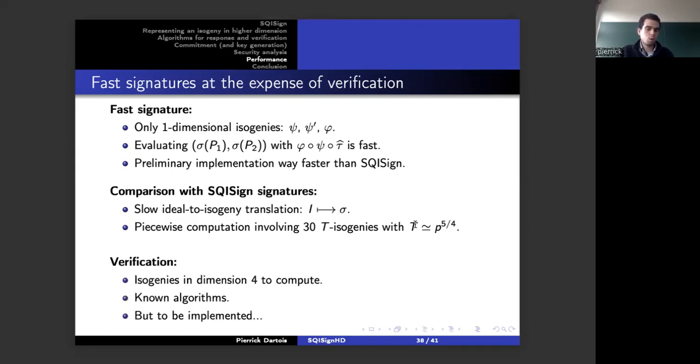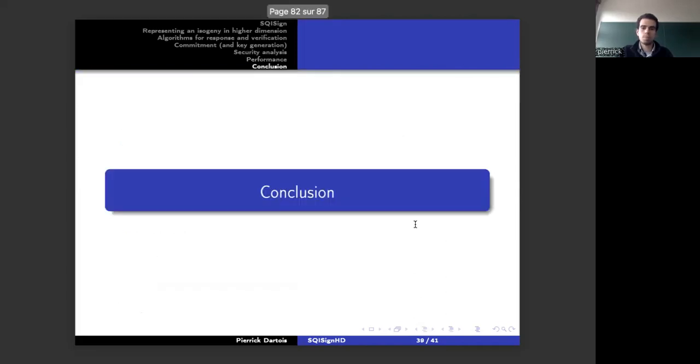So the drawback now is not the signature, but of course the verification, because we need to compute isogenies in dimension 4. We have, of course, known algorithms presented in the appendix of our preprint, but those algorithms still need to be implemented to make sure that we have interesting timings.